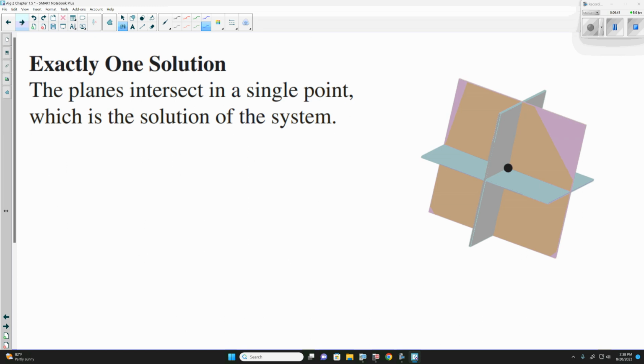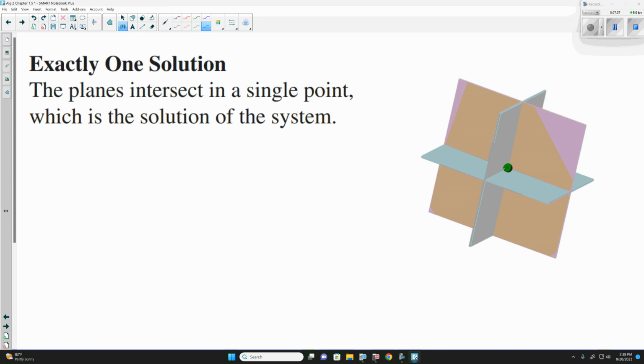Now, there's 3 different types of solutions that we can have. The first is that we have exactly one solution. There's one point where all 3 equations are true, and that's right there. Now, graphically, whenever we graph a 3-variable linear equation, it's going to look like a plane. It's going to look like a flat sheet of paper.